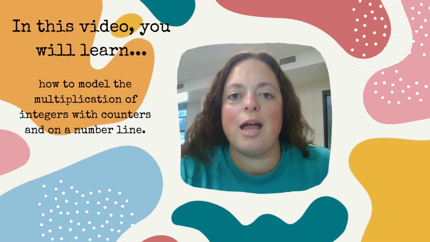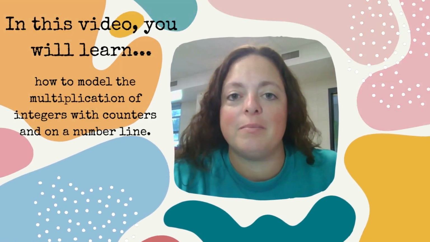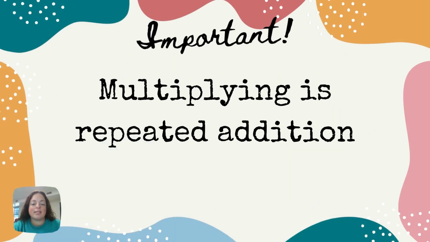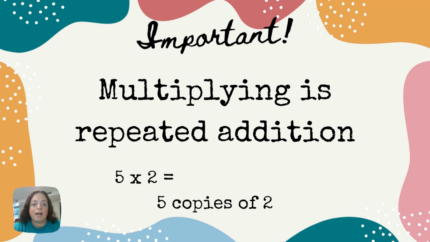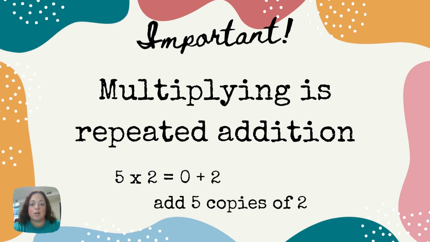In this video, you will learn how to model the multiplication of integers with counters and on a number line. Before we start with any examples, it's important to understand that multiplication is repeated addition. Let's look at 5 times 2 to help you understand what I mean. 5 times 2 means 5 copies of 2. We're actually going to start with 0, plus 2, plus 2, plus 2, plus 2, plus 2. This is equal to positive 10.